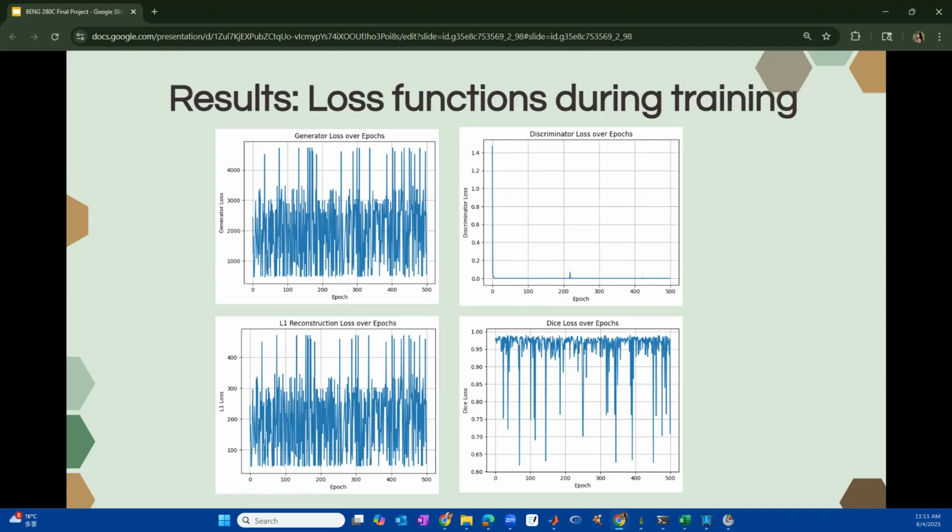GANs are really sensitive to the hyperparameters that we honestly just didn't have the time or GPU accessibility to really fine tune and empirically test completely. So this is an example of the training plots over epochs, which generally look really terrible. The generator loss is super noisy and really large, which indicates a lot of instability. And then the discriminator loss drops off completely, really quickly, which indicates that training is probably just collapsing.